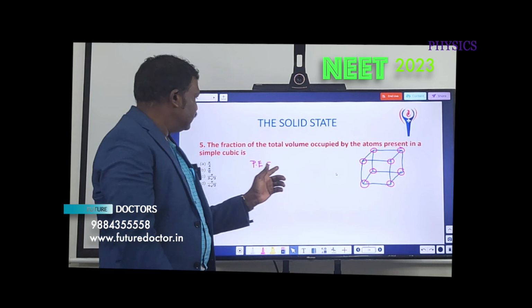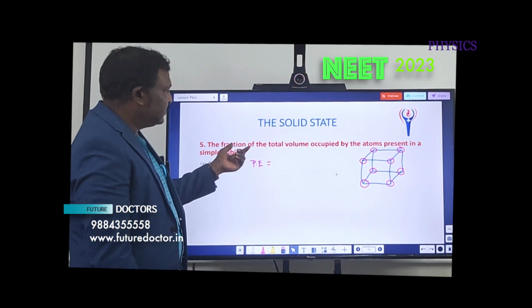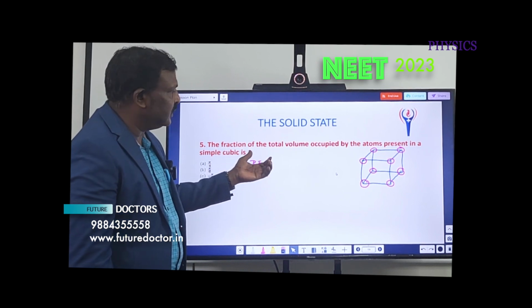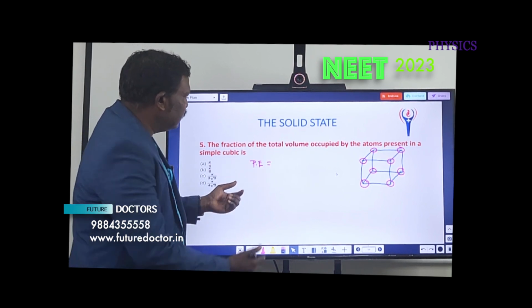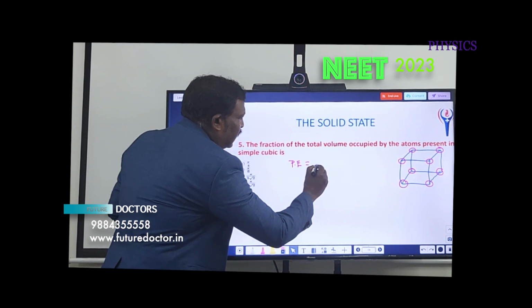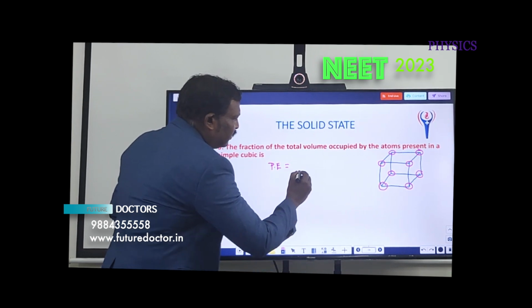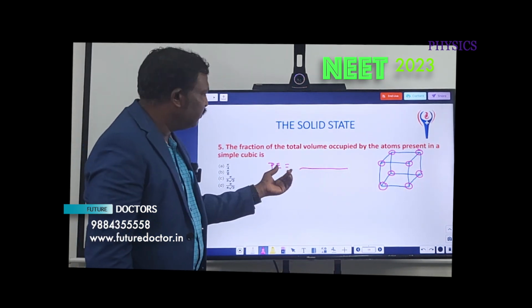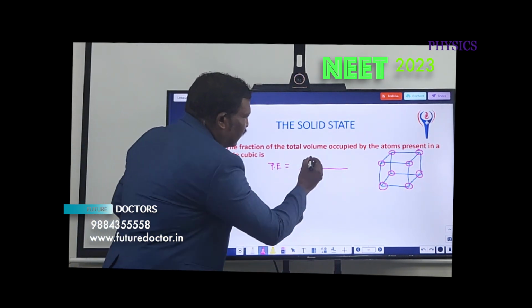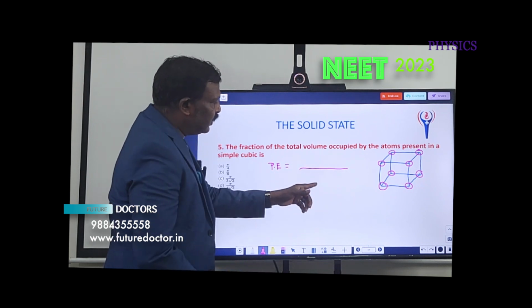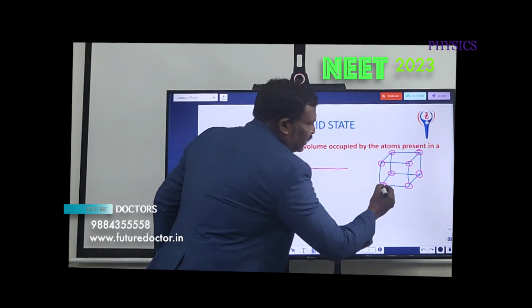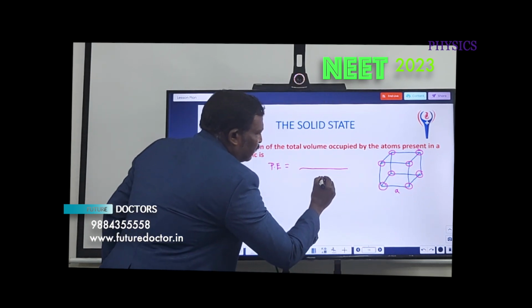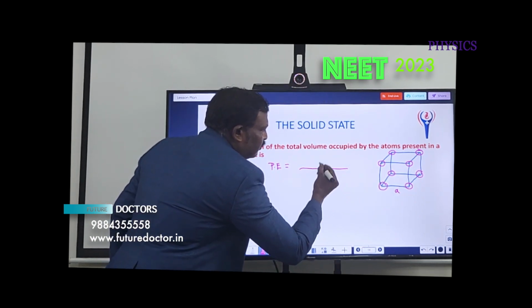Okay, students, see the fifth question. Actually, they're asking only packing efficiency for simple cubic. That's the question. Packing efficiency is equal to the volume occupied by atoms in the unit cell by the total volume of the unit cell. Simply, we consider the edge length as A, so the total volume of the unit cell is A cube.